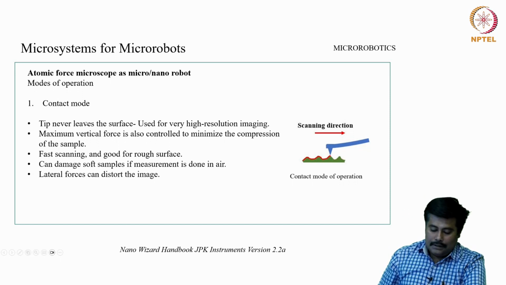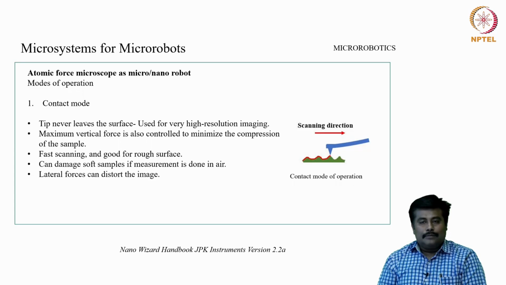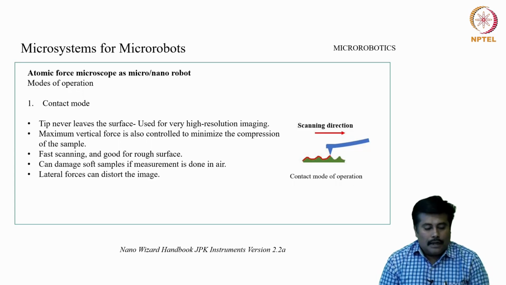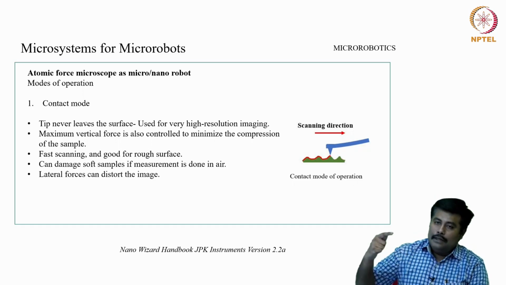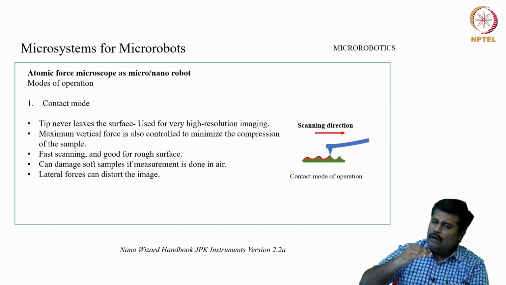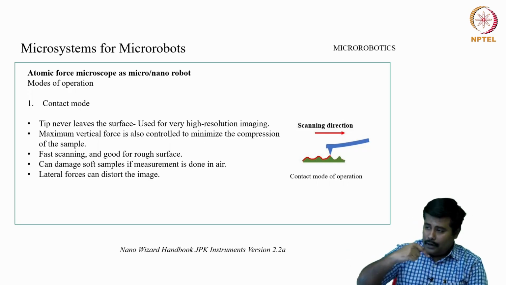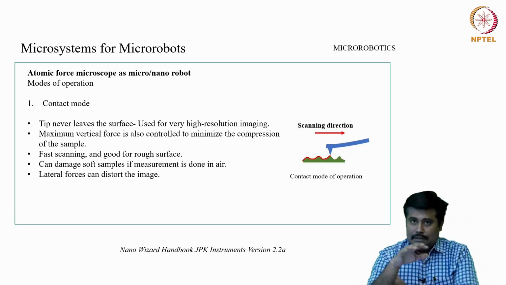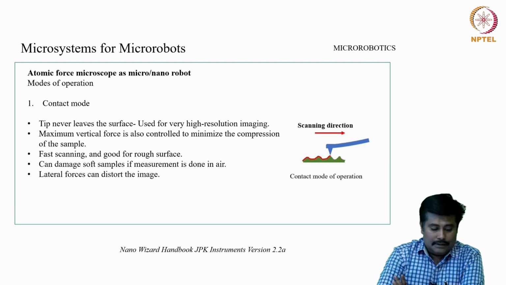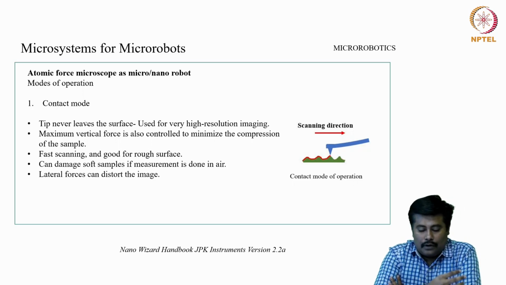Now, let us discuss the two different modes of operation. One mode is called the contact mode. In this contact mode, the tip never leaves the surface, and it is used for very high resolution imaging. For example, you have a sample and the tip will try to trace the sample, so that we can continuously see the waviness in the system. There is a maximum vertical force which is used for control to minimize the compression of the sample.